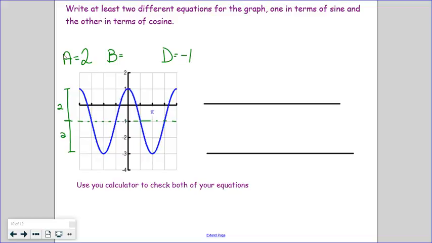I would count this one starting at my y-axis, which is a maximum. So count from a maximum to another maximum. That is the length of the period. 2 pi is the period. B value: 2 pi divided by that period. 2 pi divided by 2 pi, 1.